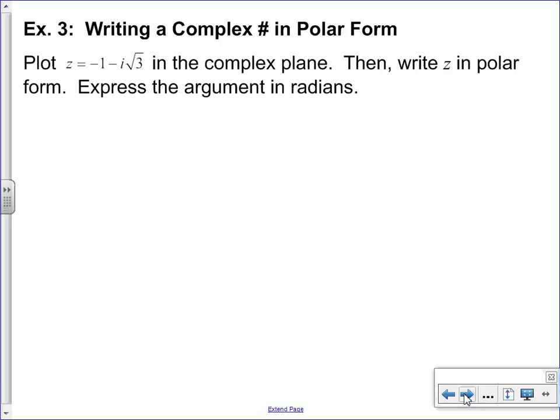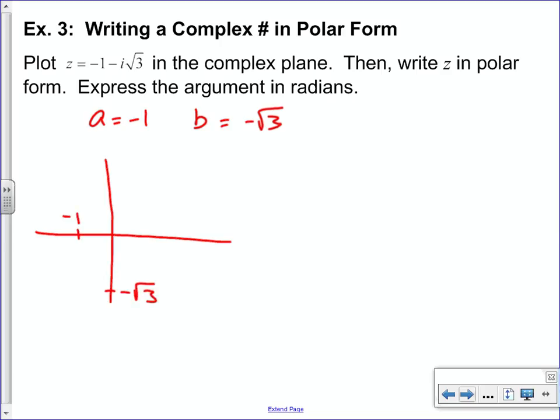All right, so plot z equals -1 minus √3 i in the complex plane, and then write z in polar form. Yeah, it's pretty easy. So from this, we know that a is -1 and b is negative √3. It helps to draw it. Here's -1. Here's -√3. Something like that. So your triangle, bam, something like this.